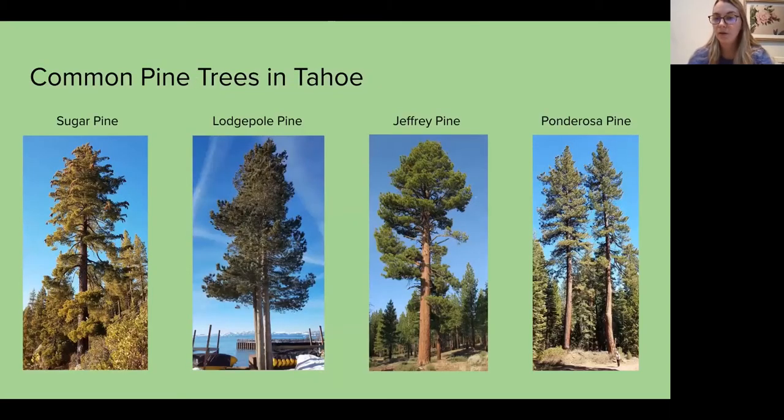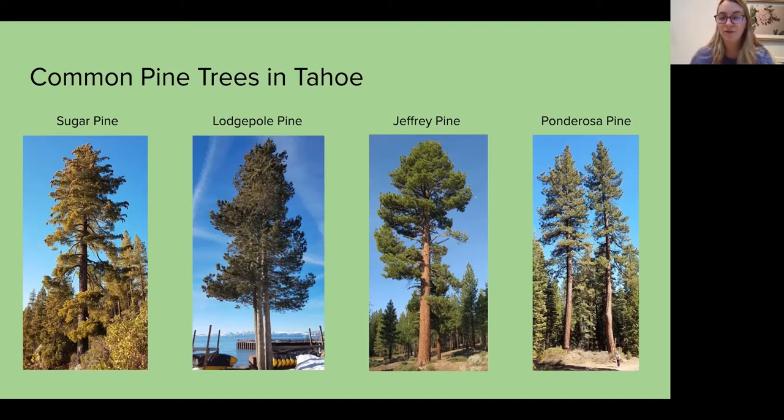The Jeffrey pine and ponderosa pine are very similar trees. They can be kind of hard to tell apart because their needles are the same length and have the same number of needles per bundle, which we'll talk about in just a second. But there are two other ways that you can determine the difference between a Jeffrey pine and a ponderosa pine, and that is by looking at their bark and their pine cones.